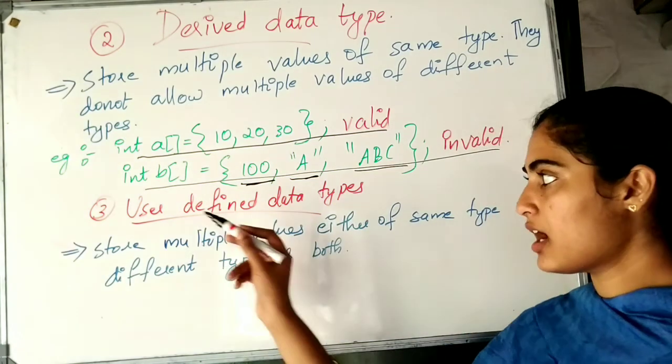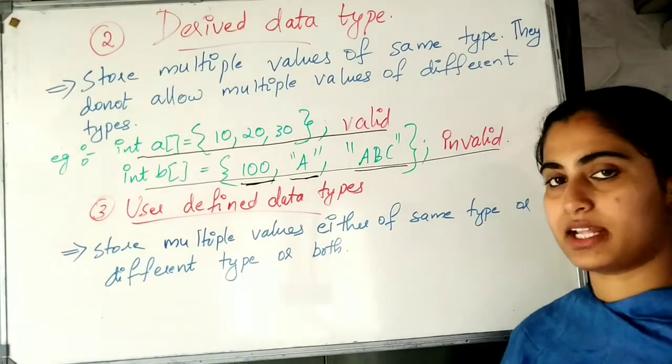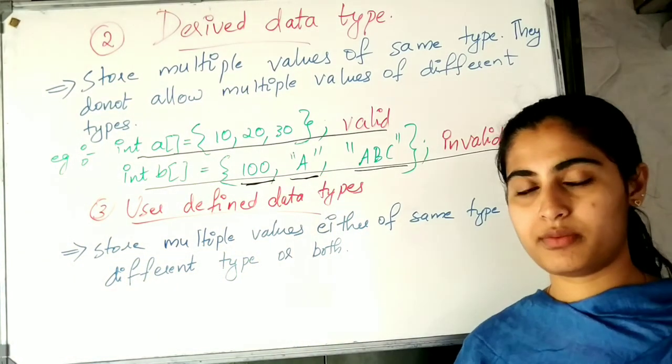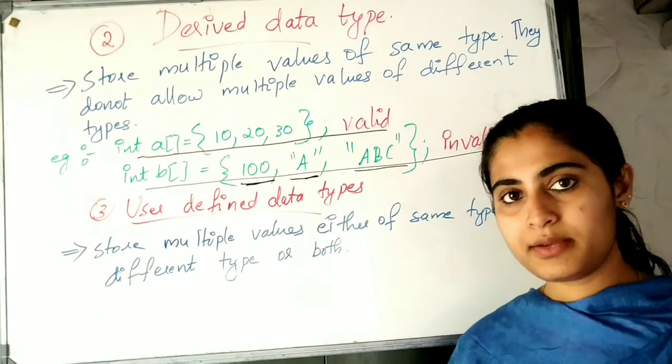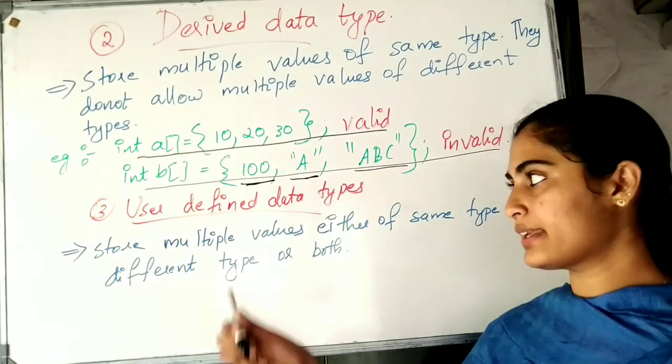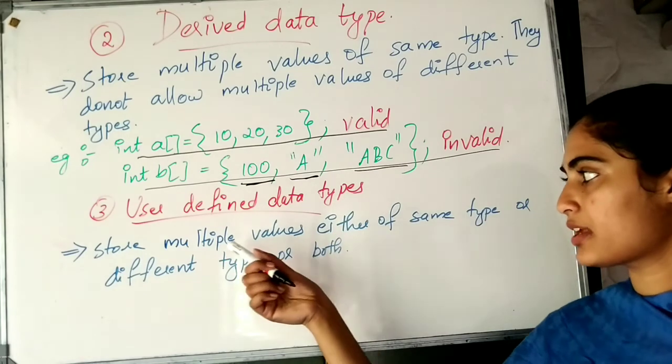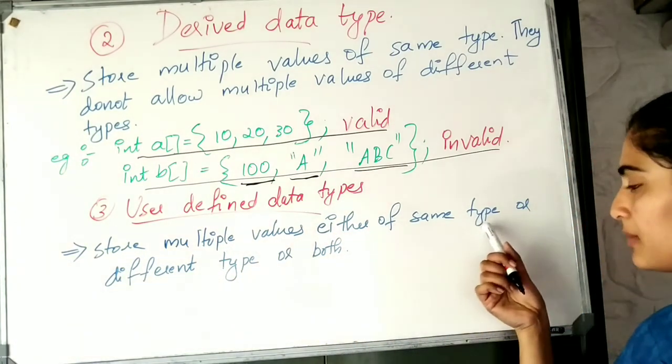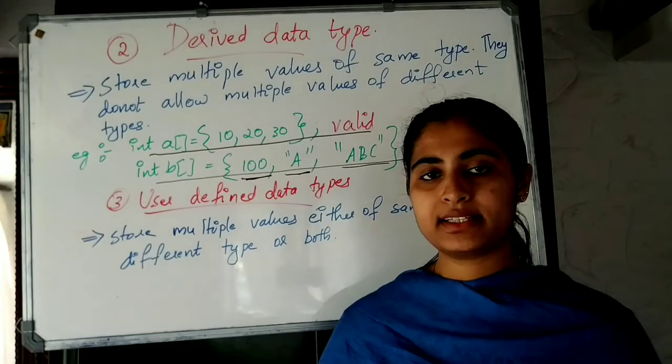Okay, and last one is user defined data type. Here we can store multiple values of same type and also different type.